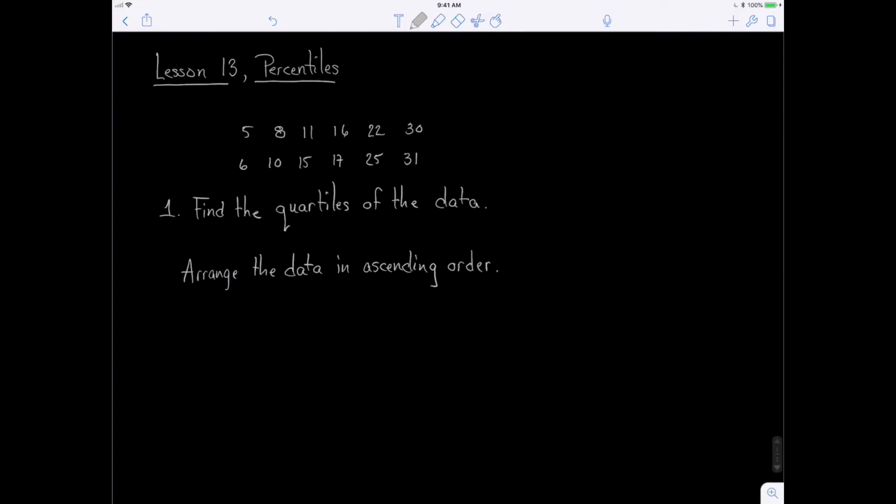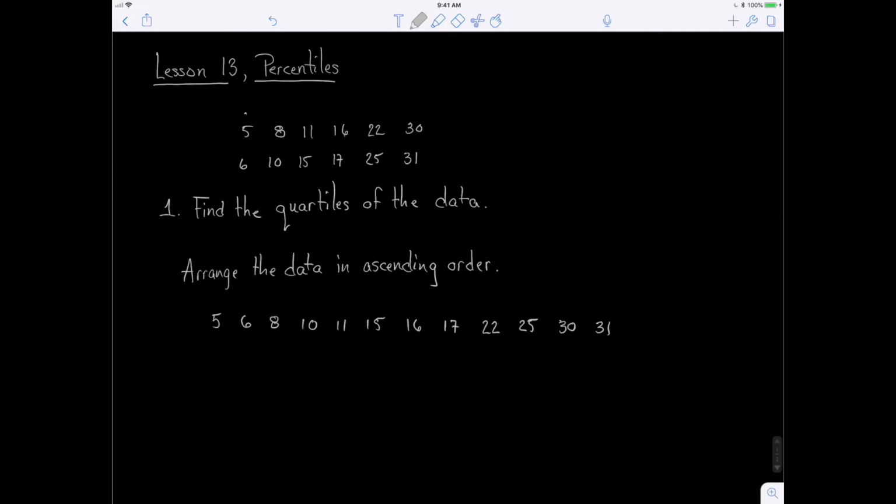If I work through this, it looks like my lowest value is a 5. Then I have a 6. And then an 8. Oh, look at that. Looks like there's a pattern here. 10, 11, 15, 16, 17, 22, 25, 30, and 31.